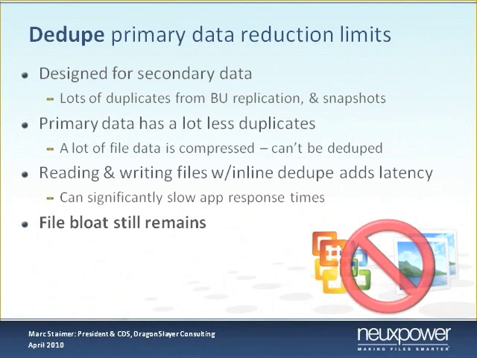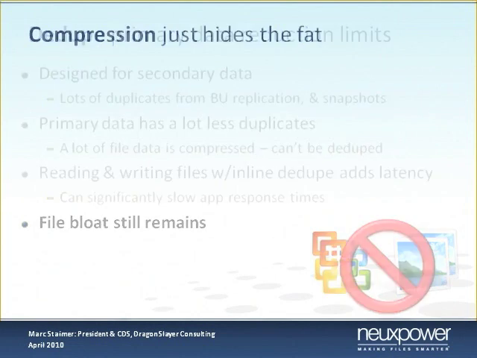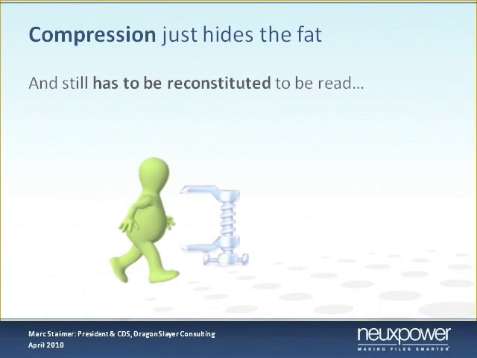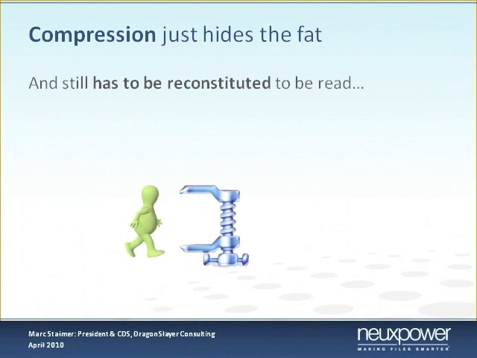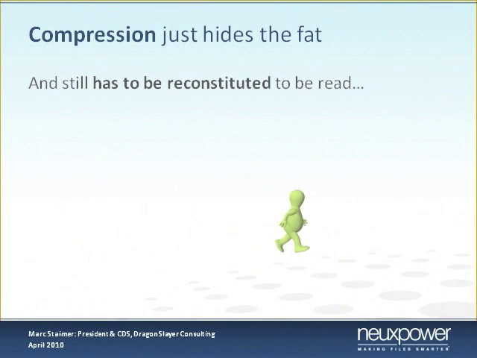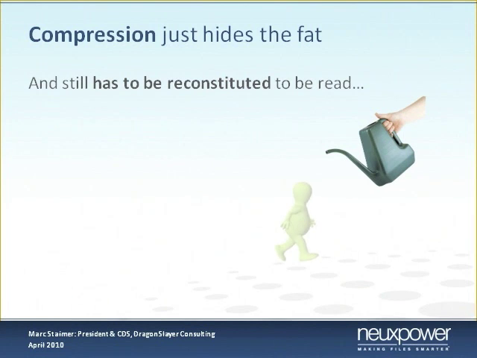Remember, file bloat with deduplication still remains. You're just hiding it in the secondary storage. Compression? It's another one of those tools that kind of hides the fat, but doesn't eliminate it. It too has to be reconstituted after you compress it to read it. Therefore, you're again adding latency at both the write side and the read side.